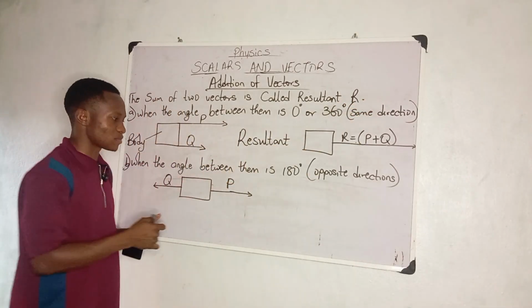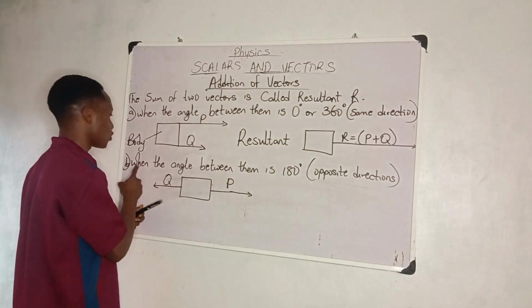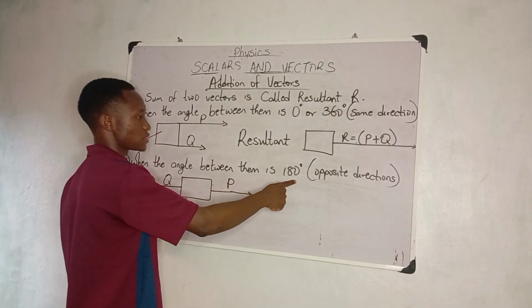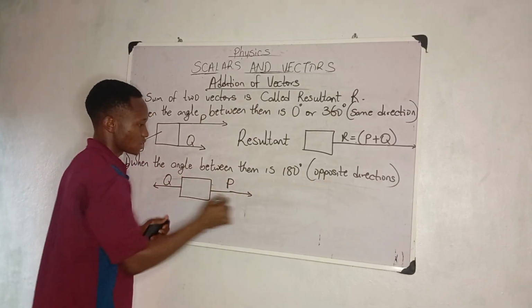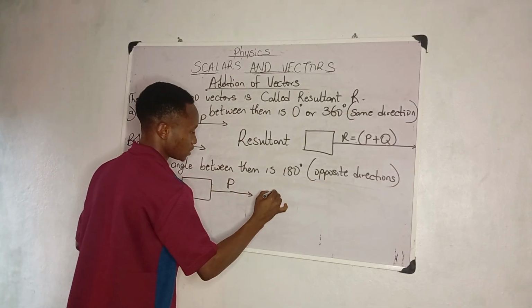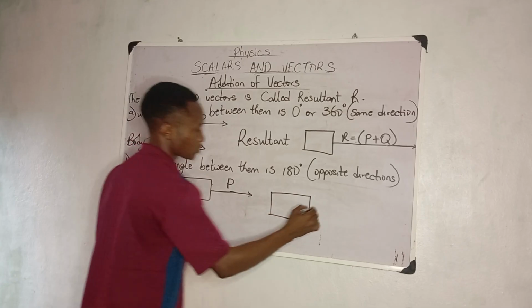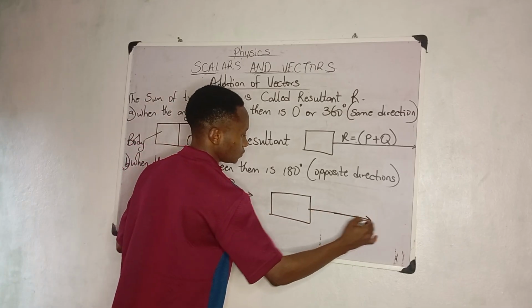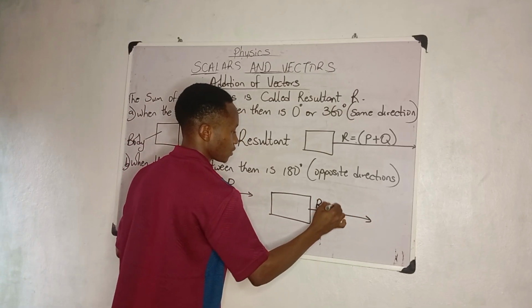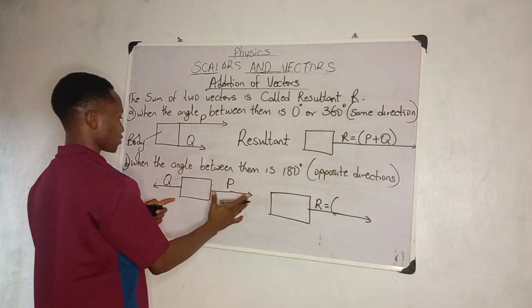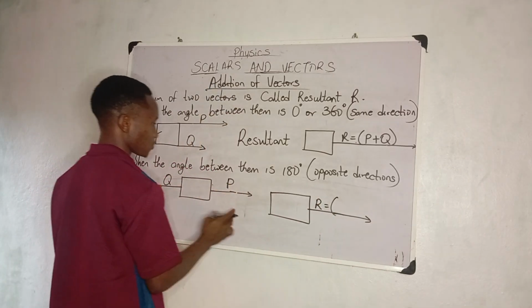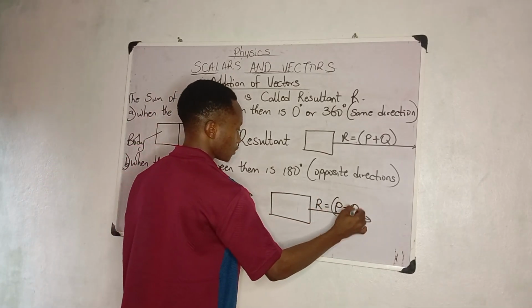But if they don't move in the same direction, just like number 2, when the angle between them is 180, opposite direction, the resultant on the body is going to be this, where we have R is equal to the biggest one, which is P, minus the smallest, Q. So R is equal to P minus Q.